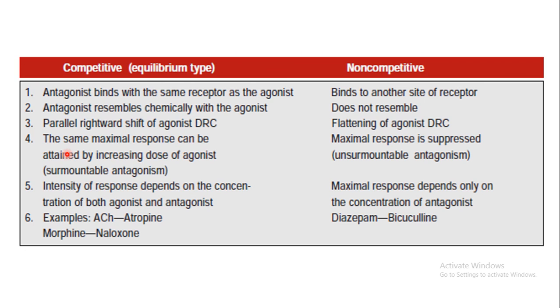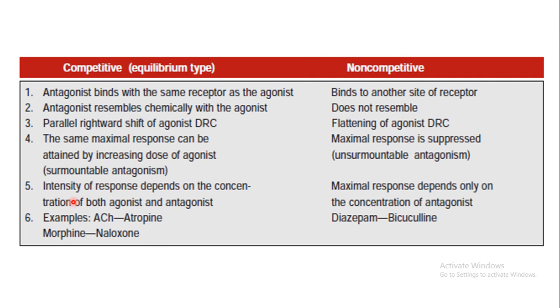Next point of difference is that the same maximal response can be attained by increasing the dose of agonist. That is, the antagonism is surmountable. If you increase the agonist concentration, the antagonism can be reversed. But in this case, the maximal response is suppressed, so it is insurmountable. You cannot gain back the activity of your agonist even if you increase the concentration.